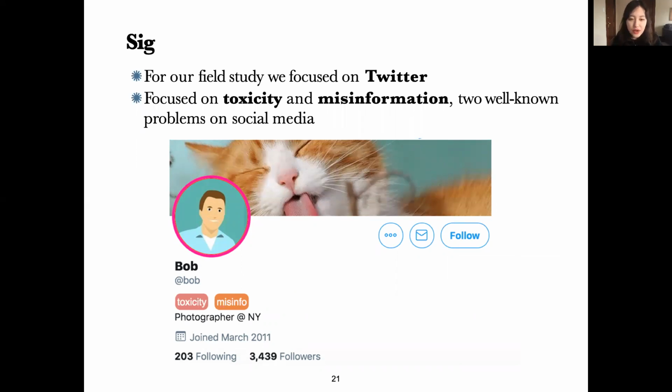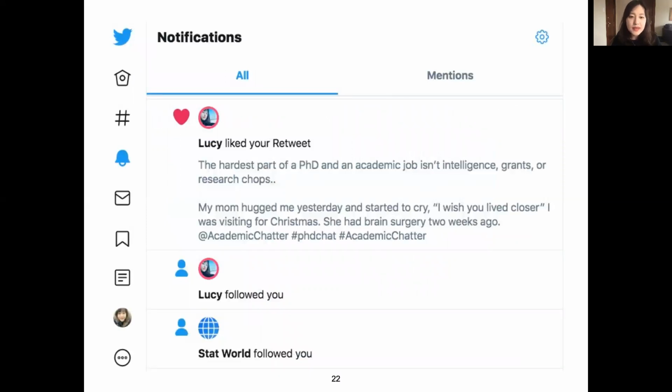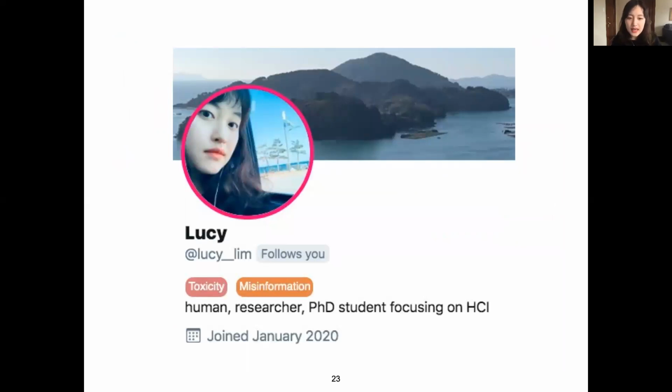And before I talk about some interesting results we found in our field study, I want to provide a clear picture of how SIG works. So I'll first talk about a user scenario based on participants' real experiences. So let's say I logged onto Twitter and I see a new account called Lucy started to follow me, and she even liked one of my retweets. At the same time, I noticed that SIG flagged Lucy by coloring her profile border color to red. Curious, I click on Lucy's image and see that SIG has flagged Lucy as a toxic and misinformation spreading account. And this is surprising because Lucy wrote in her bio that she's also a PhD student focusing on HCI. But thanks to SIG, I decide not to follow back. And so this is a simple user scenario of how a person can use SIG.